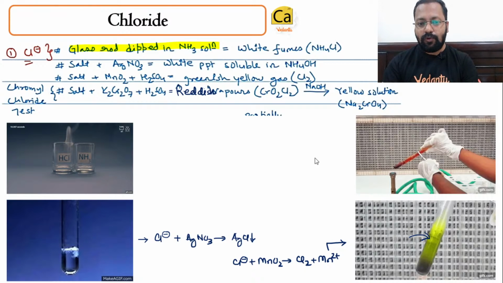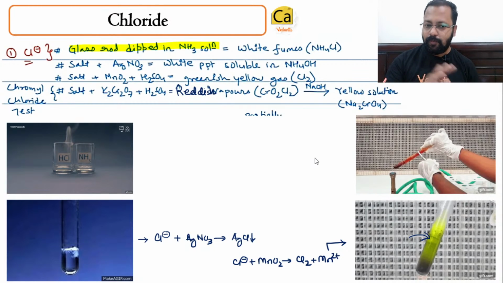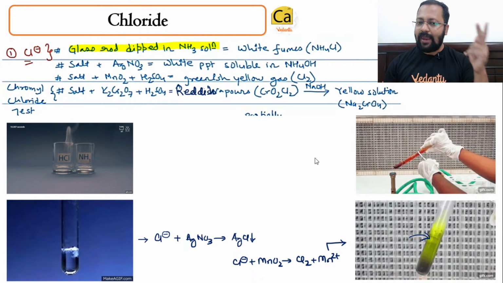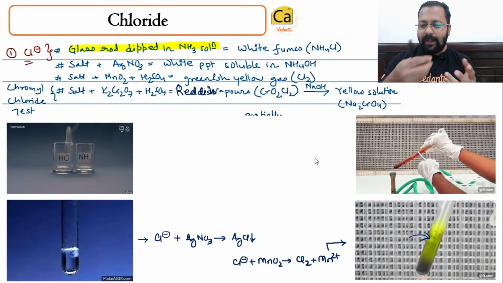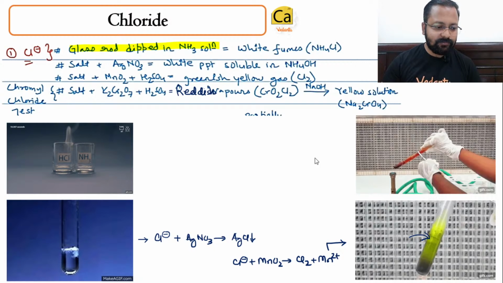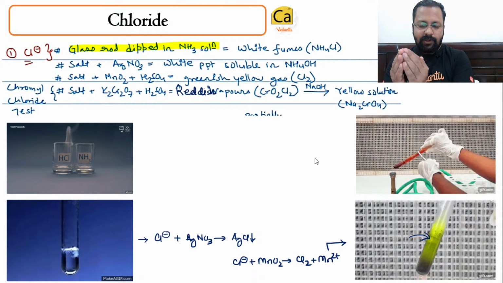क्रोमाइल क्लोराइड टेस्ट में होता क्या है कि आप सॉल्ट लेते हैं and to that you add dichromate, okay, and then you add H2SO4. Clear? Take salt, you add dichromate and you add H2SO4 and you warm it gently. You get deep red colored vapors of chromyl chloride. Okay, and then you collect chromyl chloride vapors in a test tube and to it you add NaOH. You get a yellow colored solution or you get a yellow colored precipitate.